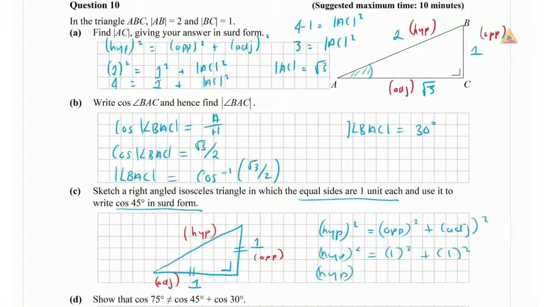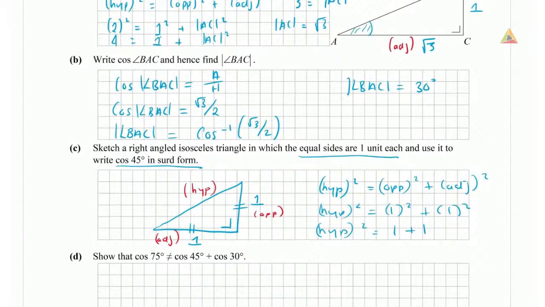So the hypotenuse squared is equal to 1 plus 1. If the hypotenuse squared equals 2, then the hypotenuse is equal to root 2. So this is root 2.